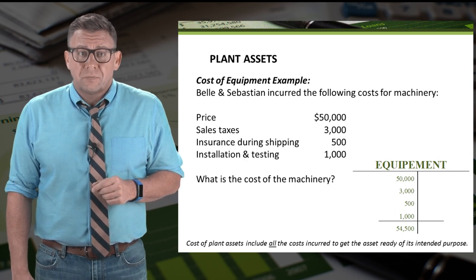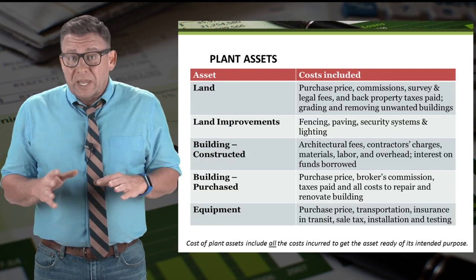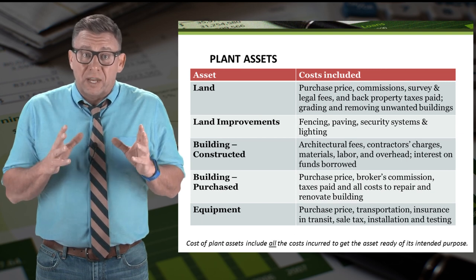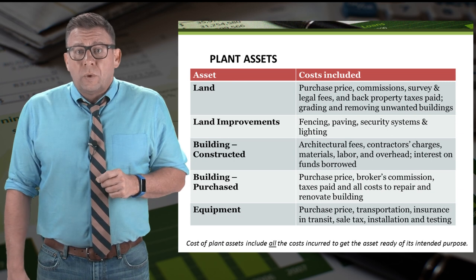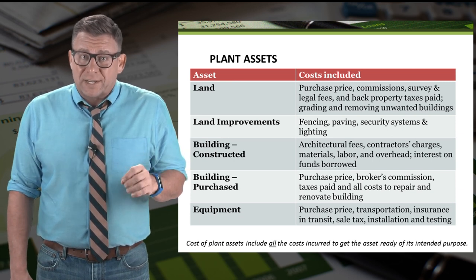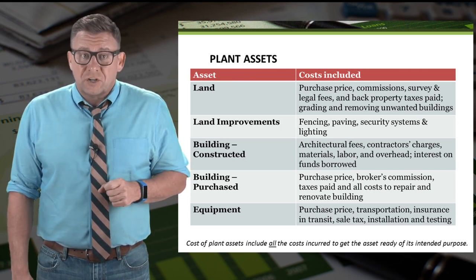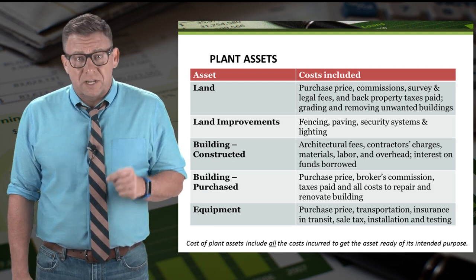$54,500. The final slide is a recap of the type of costs that are debited to plant asset accounts. We do this because the cost of a plant asset is all the costs incurred to ready the asset for its intended purpose.